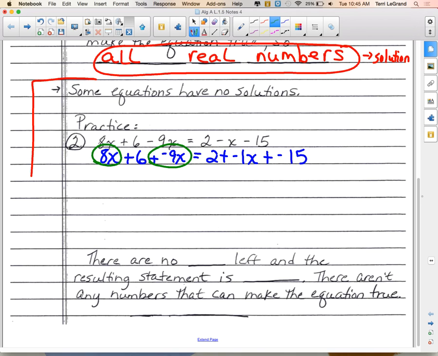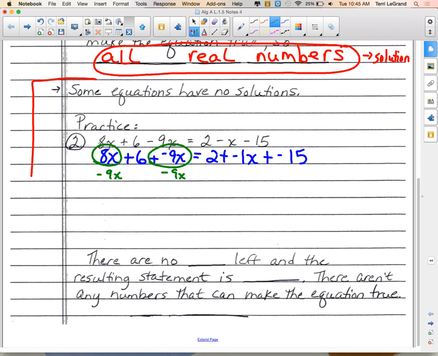Okay. I'm still seeing this on some papers, and this is not correct. So don't follow my move here and do the same thing in your paper right now. Some of you are doing it like this. You're saying, oh, I gotta subtract 9x.